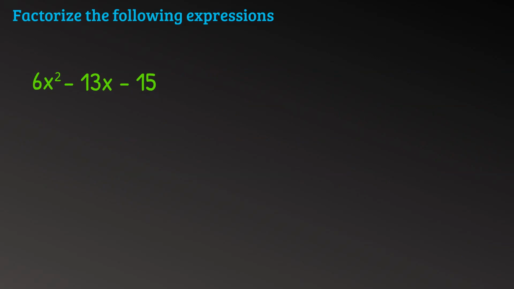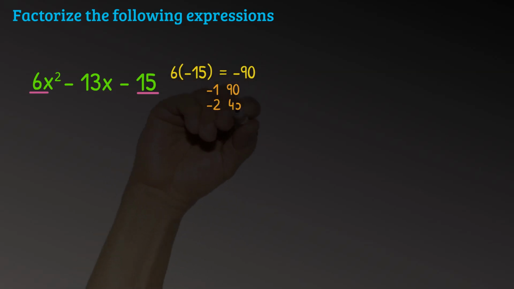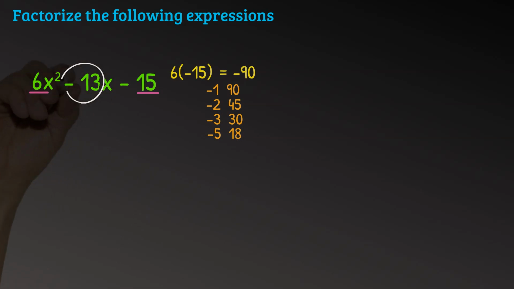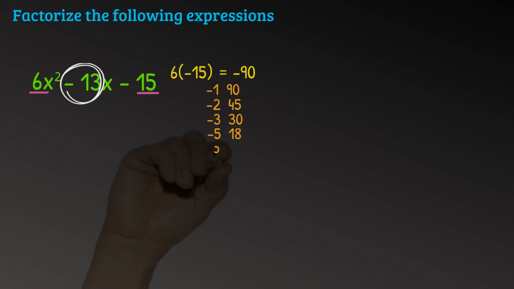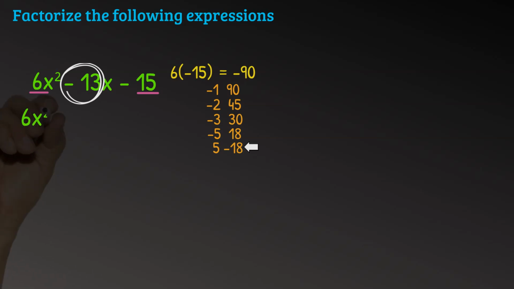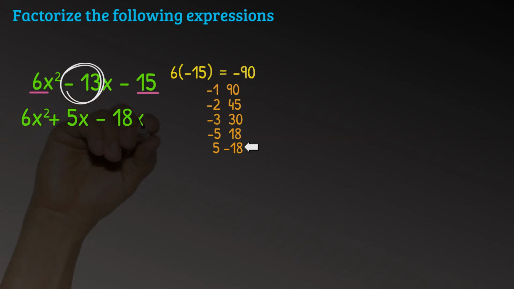With this expression, we start by multiplying 6 and minus 15 together, which gives us minus 90. We can get minus 90 by multiplying these different sets of numbers together, but we also need them to add together to give us minus 13. Now we have minus 5 and 18. Now they add together to give us plus 13. So if we switch the minus sign from the 5 to the 18 and have 5 minus 18, that adds together to give us minus 13. Then we can write the expression out again, but replace the minus 13x with the plus 5x minus 18x.